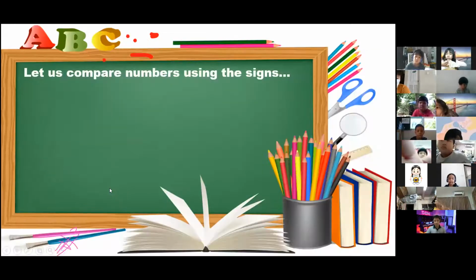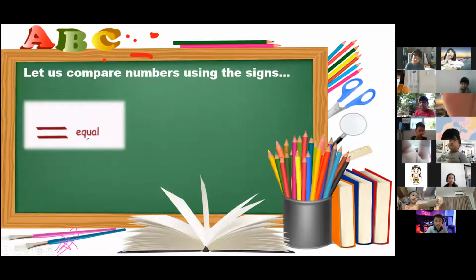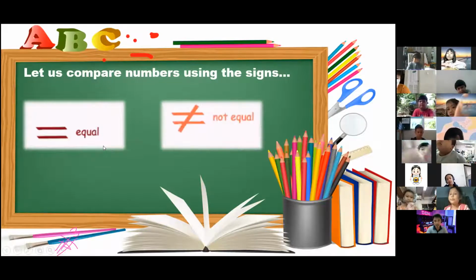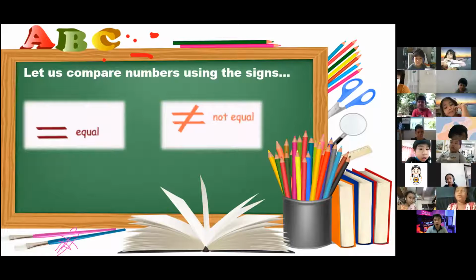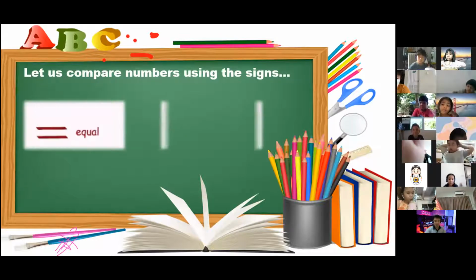Now here is another symbol in comparing numbers. This symbol or sign is called equal, or we say equal to. And the other one is called not equal, or we say not equal to. Okay, equal or not equal to. Now here we go, another example.